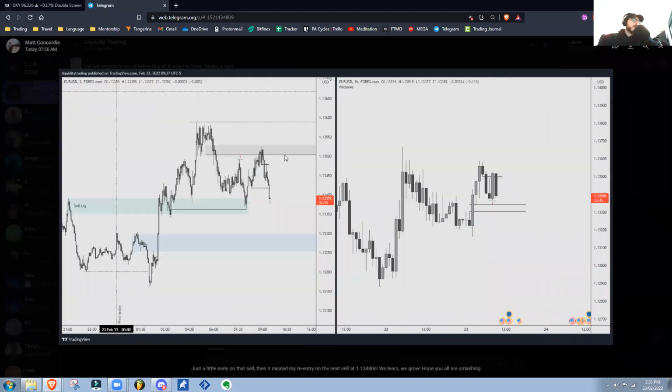So you can see here, this is how it ended up playing out. I entered in this fair value gap here. I entered literally right in this level, right at the top of the wick.